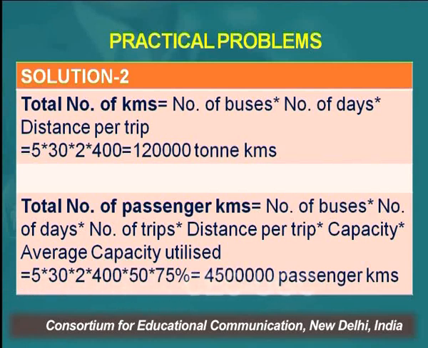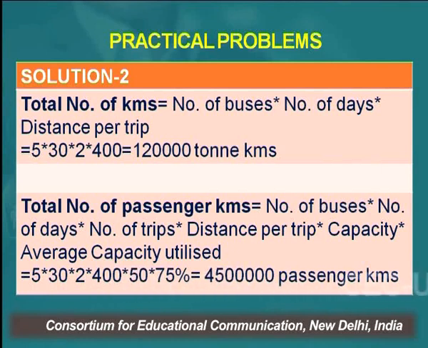So that is 5 into 30, because the bus operates 30 days. Sometimes it is given that the bus operates 20 days or 25 days, but in our example we have presumed that the bus runs for 30 days in a month. So 5 into 30 into 2 into 400 into 50, 75% of 50, because the operating capacity is 75%.